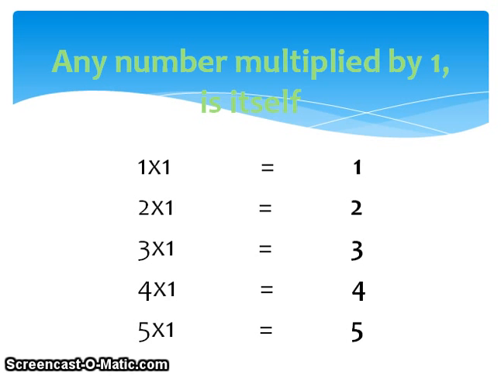1 is the easiest number to multiply by because any number multiplied by 1 is itself. For example, 1 times 1 is 1, 2 times 1 is 2, 3 times 1 is 3, 4 times 1 is 4, and 5 times 1 is 5, and so on.